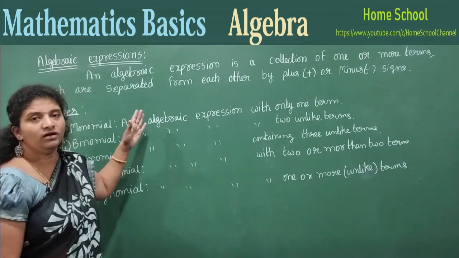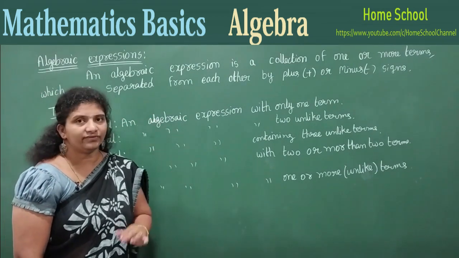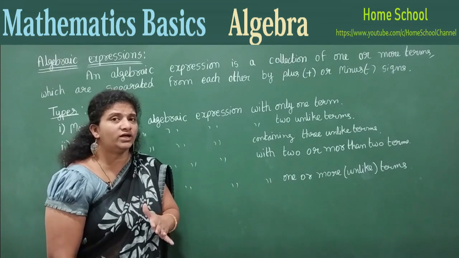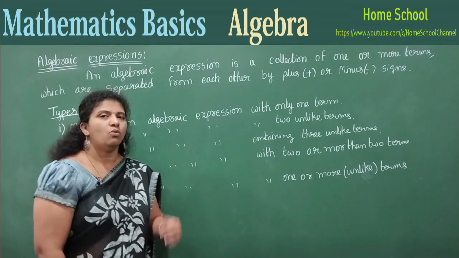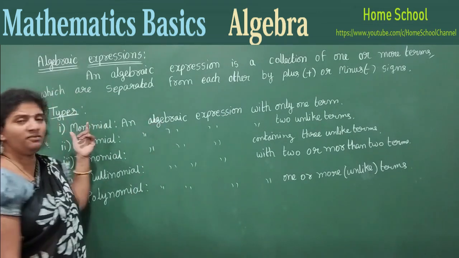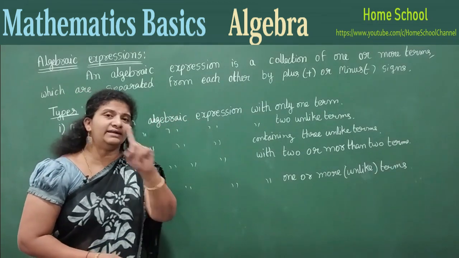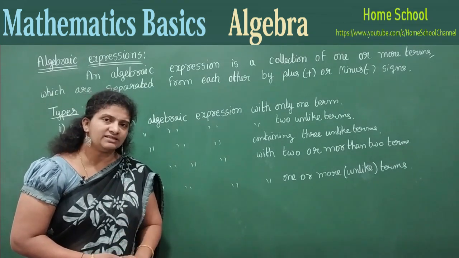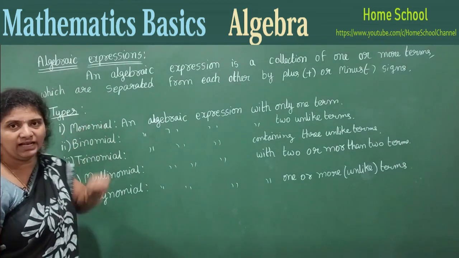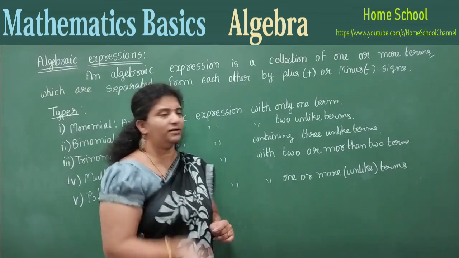Depending on the terms you are using, we call it by different names. For every algebraic expression, its name changes by the number of terms. Therefore, the types of algebraic expressions. If an algebraic expression has only one term, what do we call that algebraic expression, children? That is called a monomial. What is a monomial? An algebraic expression with only one term.